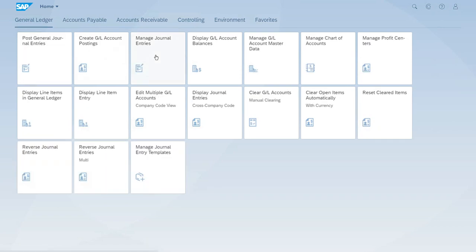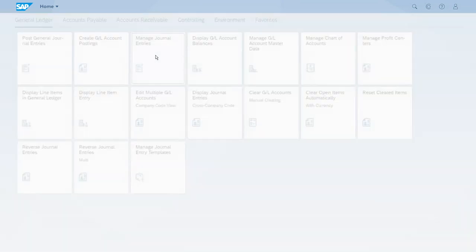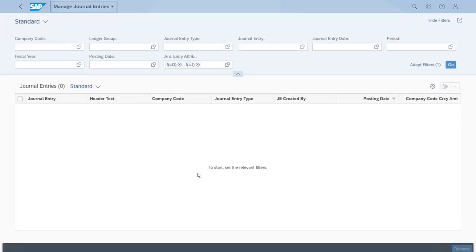to start the manage journal entries transaction. Well, it's just taking a bit longer than usual to load, but okay, it's now finished. And as parameters, we will start with our company code, of course. We will also enter the accounting period and of course the fiscal year. And with this, let's just click go on the right hand side.